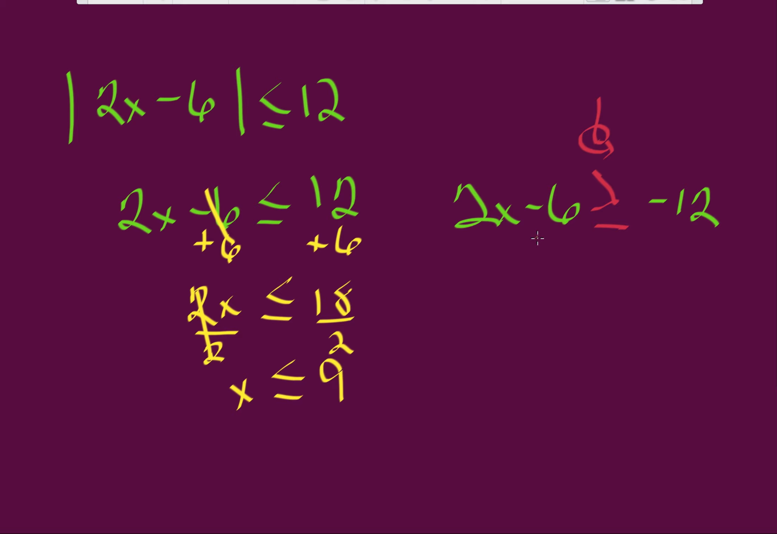Okay, we do the same thing here. We're going to add 6 to both sides. That goes away. We add 6. Okay, -12 and +6 is -6. Still with the greater than or equal to 2x. We divide by 2. That becomes a 1. Divide by 2. X is greater than or equal to -3.